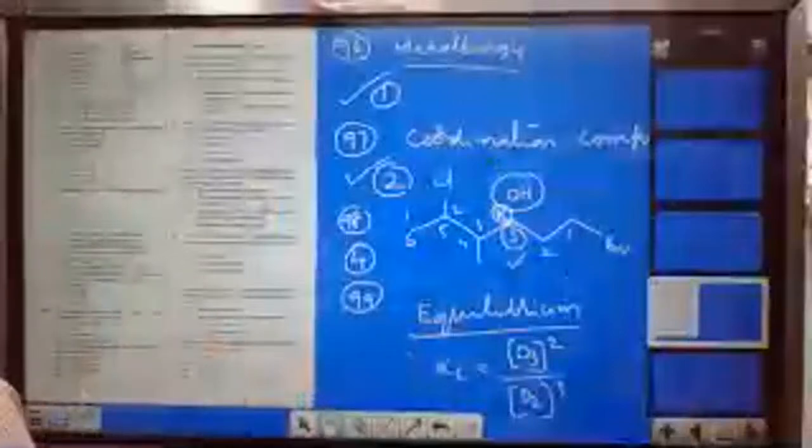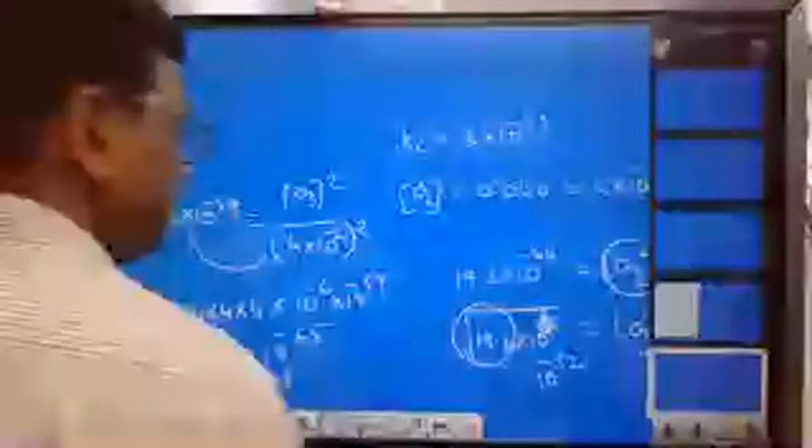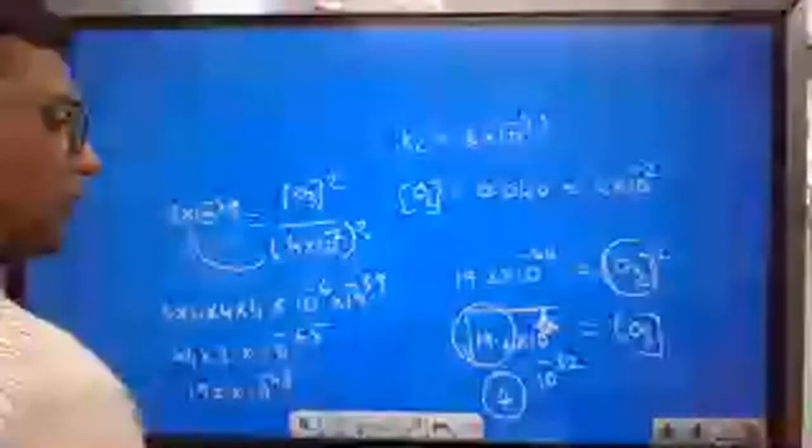So check the answer. Fourth option. Fourth option has 10 power minus 32. So the fourth option is the right option.